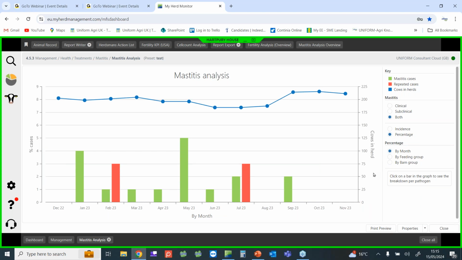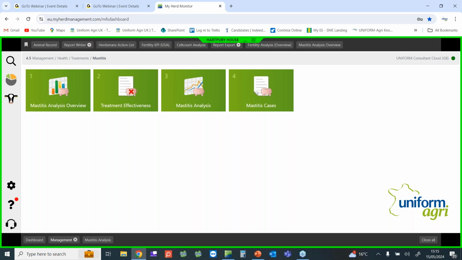If I then jump back, now I could go to cowhead and start again, but you do also have a pathway. So this is across the board for both versions. If I want to go back to the mastitis menu, just click there, and then I can have a look at the overview. Now this is brand new, this one.